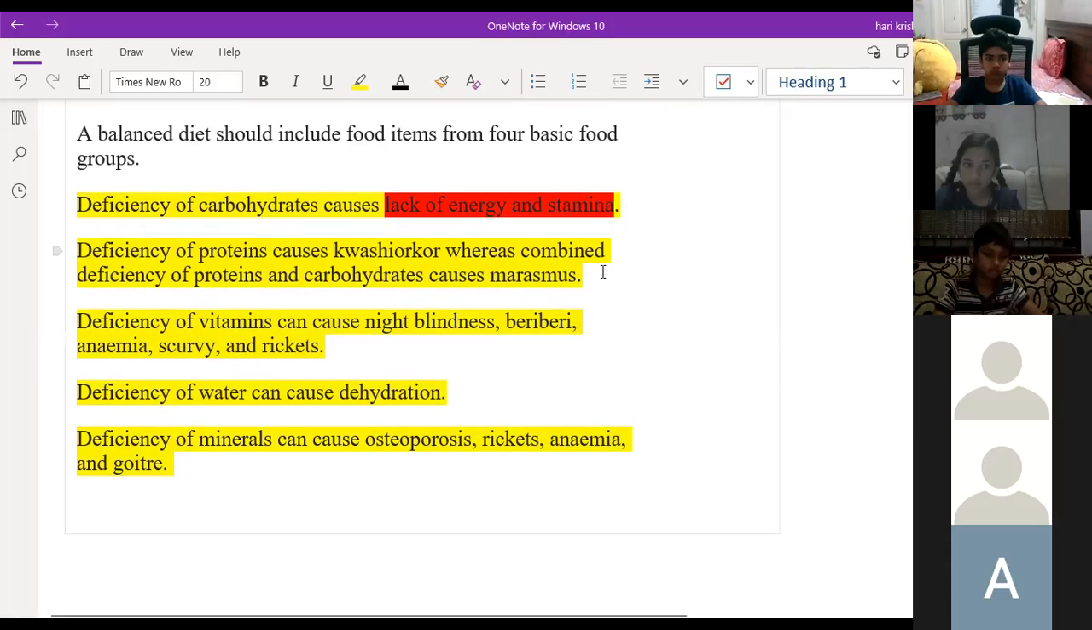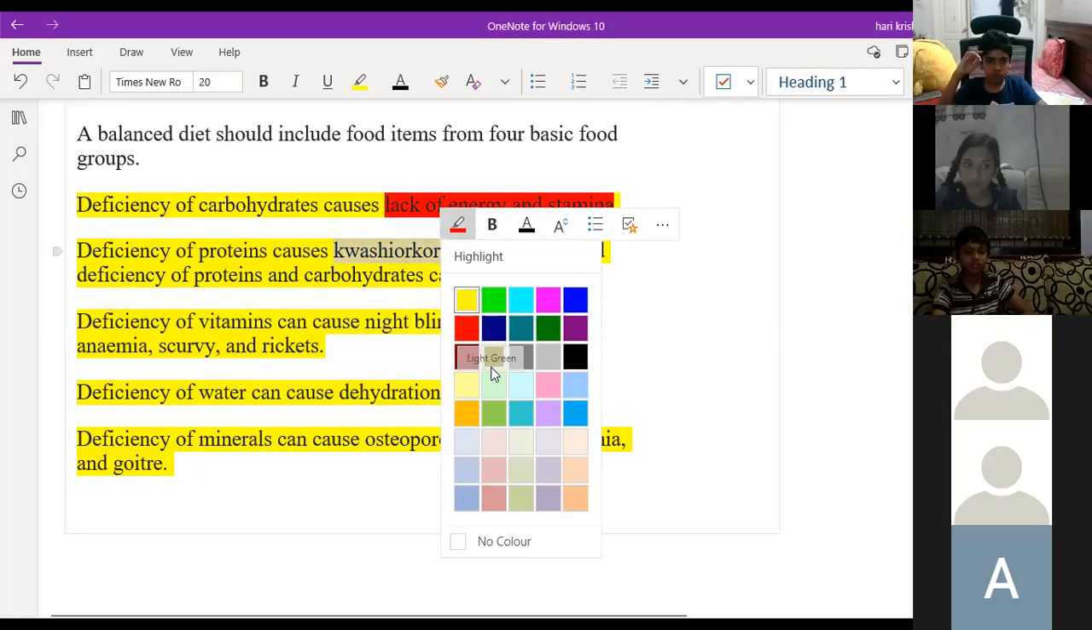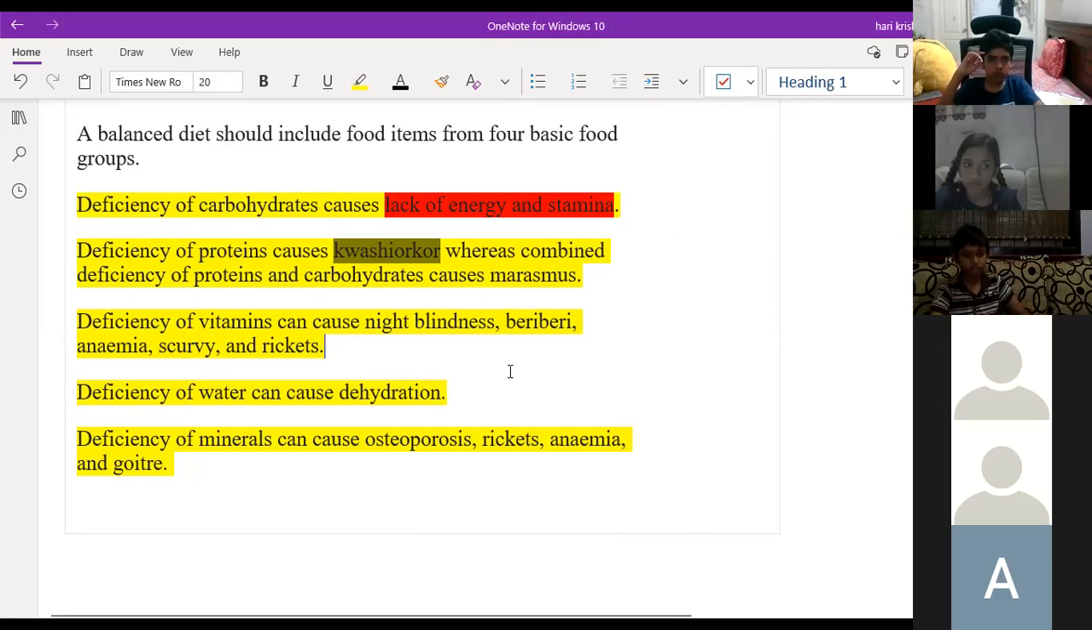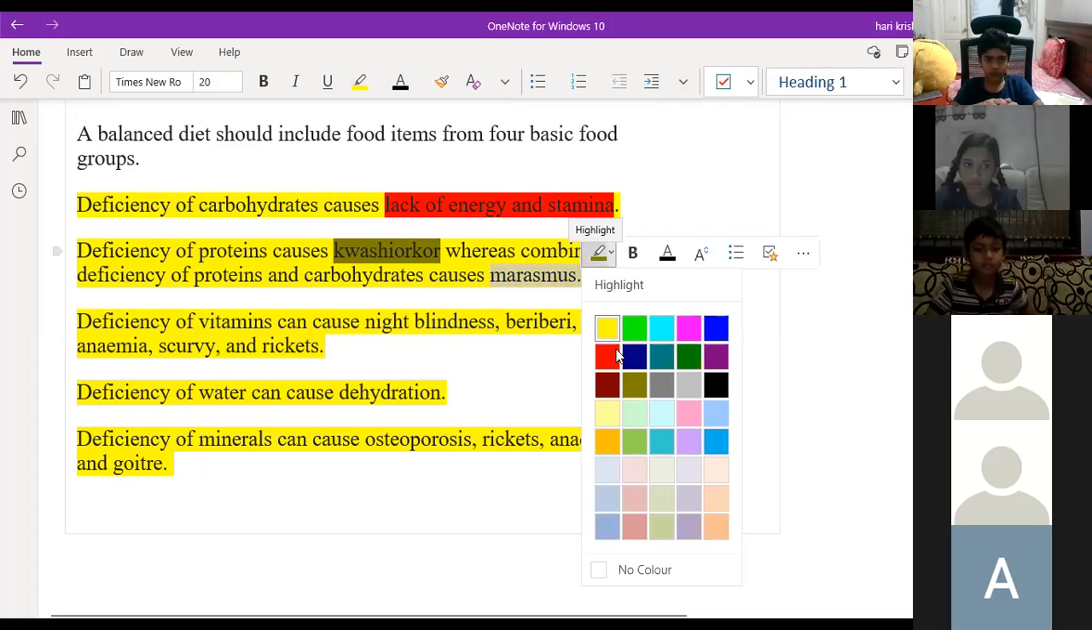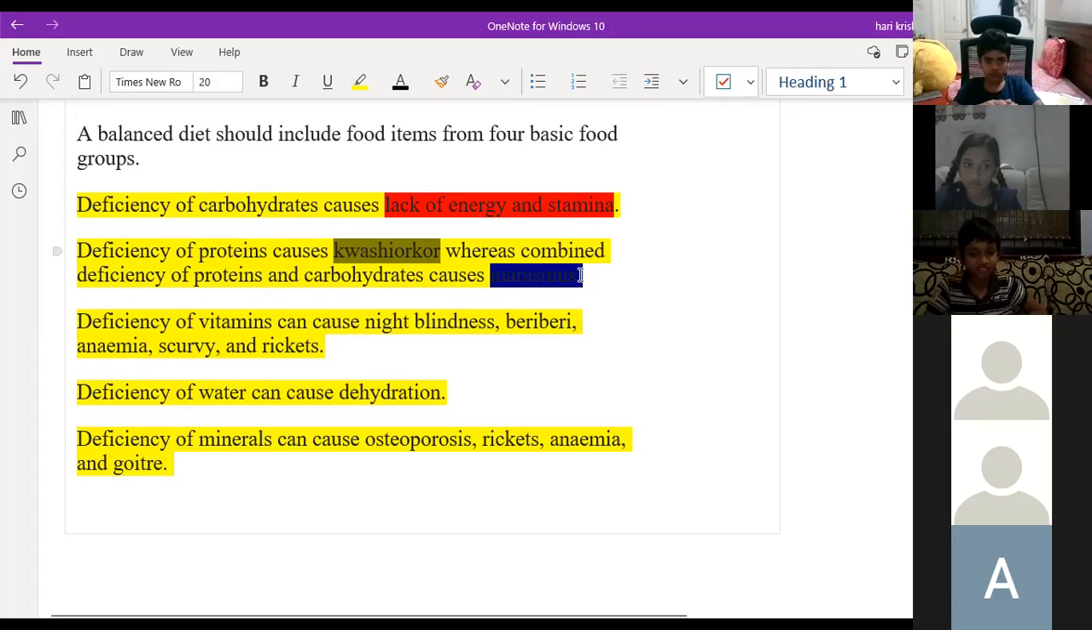Hello. Yes, sir. We can hear you. Deficiency of the protein causes? Kwashiorkor, sir. It mostly happens in Africa, right, sir? Yeah, whoever is eating a small amount of protein, it will cause kwashiorkor. So it's most common in Africa and some regions in the world. They'll be very skinny. But whenever there's a deficiency of both protein and carbohydrates, what is the name? Marasmus. Deficiency of both protein and the carbohydrates is called marasmus.